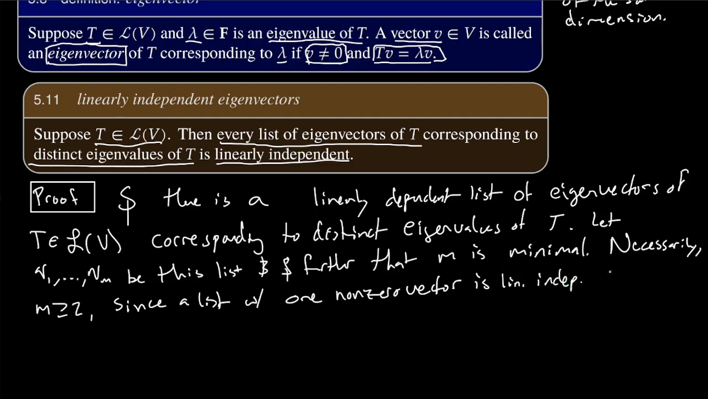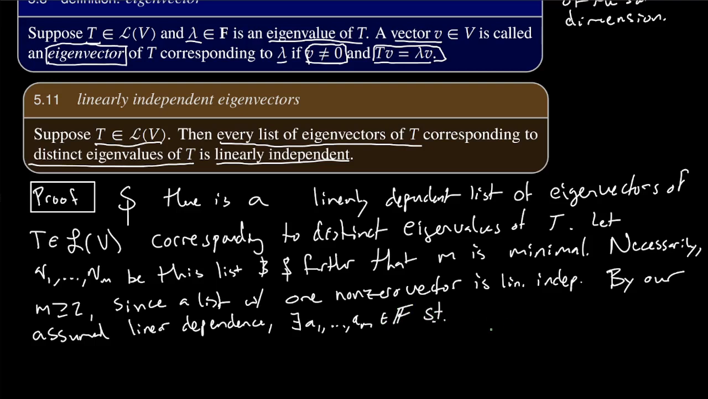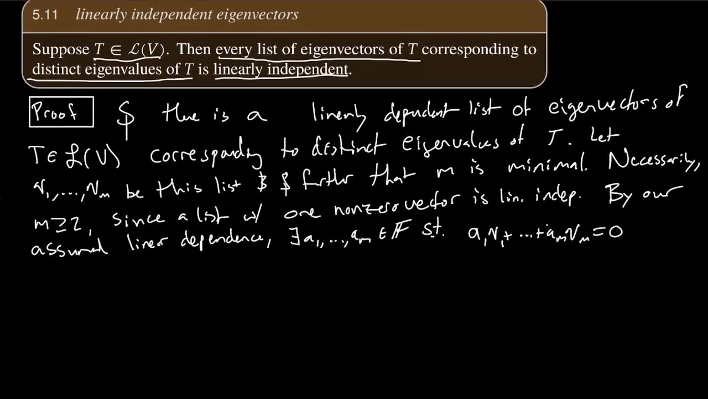All right. By our assumed linear dependence, there exist a1 through am in the field such that a1 v1 plus dot dot dot all the way down to am vm is equal to 0, and not all of the ai's are 0. That is, linear dependence says that there is a non-trivial linear combination of those vectors that gives you the 0 vector. That is, a linear combination where not all the coefficients are 0, since just zeroing out all the vectors will always give you the 0 vector.